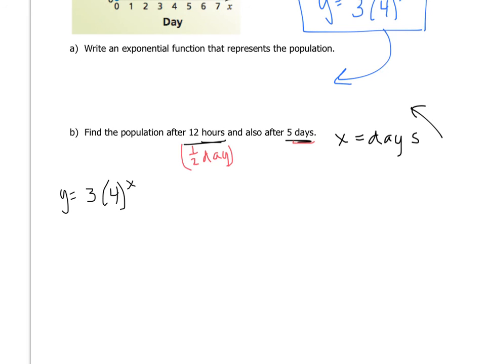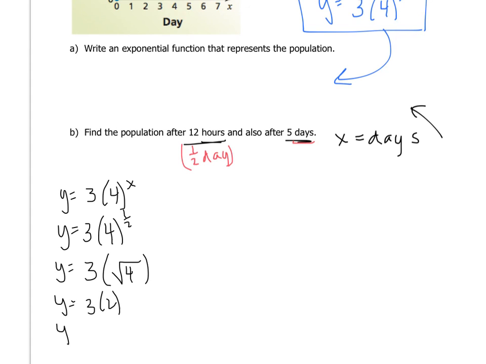So let's plug it in for half a day. Y equals 3 times 4 to the 0.5. Oh, actually, I'll write that as 1/2 so I can use my skill. So y equals 3 times... Fractional exponents mean that's the root. So y equals 3 times 2. So there would be 6 bacteria.